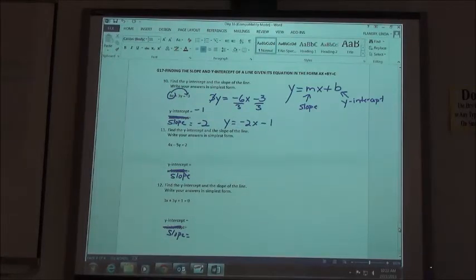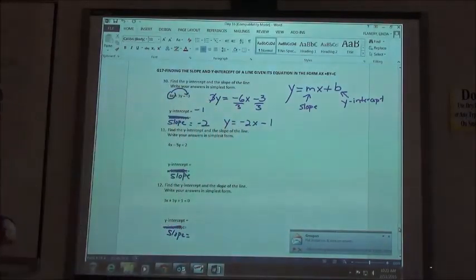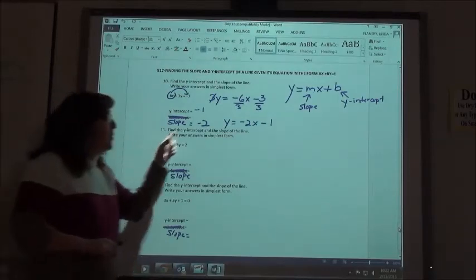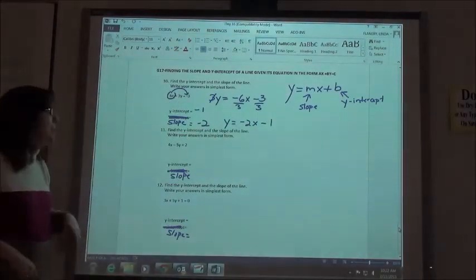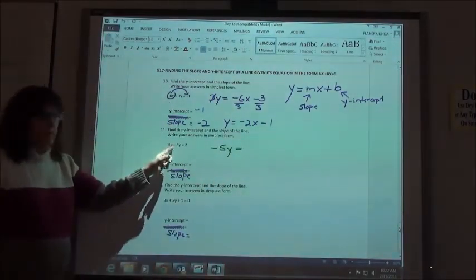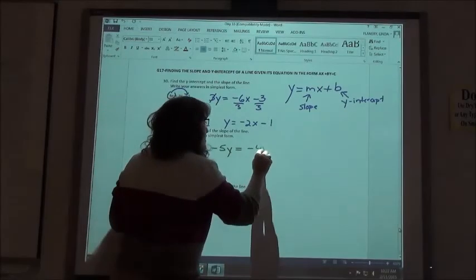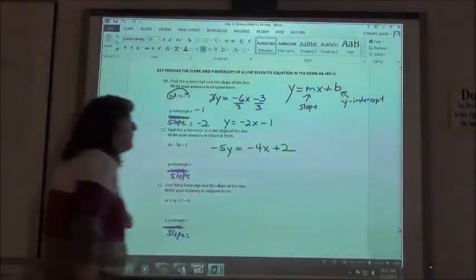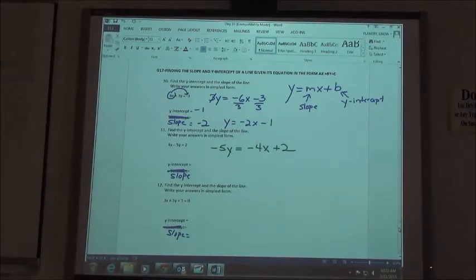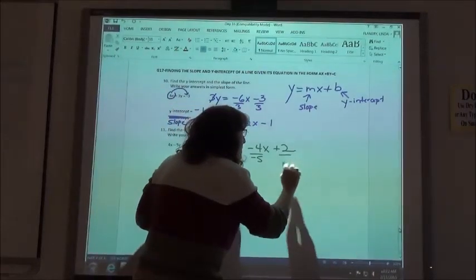Again, sometimes when you solve, you will get fractions. It's okay to have a slope that's a fraction. You saw that already. So number 11, if I want to find the y-intercept and the slope of the line, first thing we're going to do, rearrange it, solve it for y. So -5y is going to equal, don't forget the negative in front of that 5. When I move my x to the other side, it's going to be -4x plus 2 then. Then I'm going to go ahead and divide by my coefficient of -5. So I'm going to divide by -5.